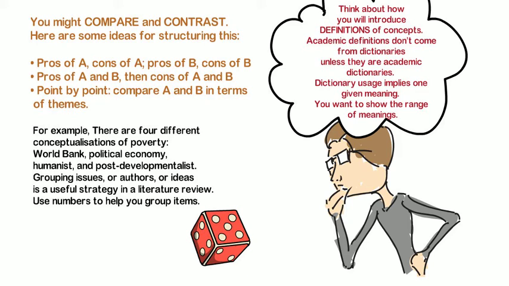You could then discuss each of these in turn and explain to your reader which one you align yourself with, and which you are in opposition to. And use numbering 1, 2, 3, 4, because that helps with the grouping, and it's useful to help your reader understand how you've organized your literature review.